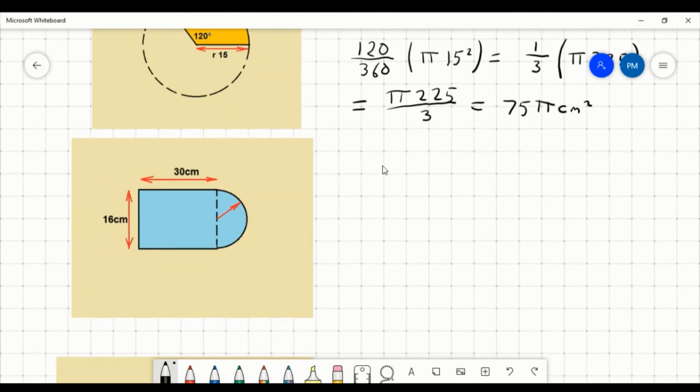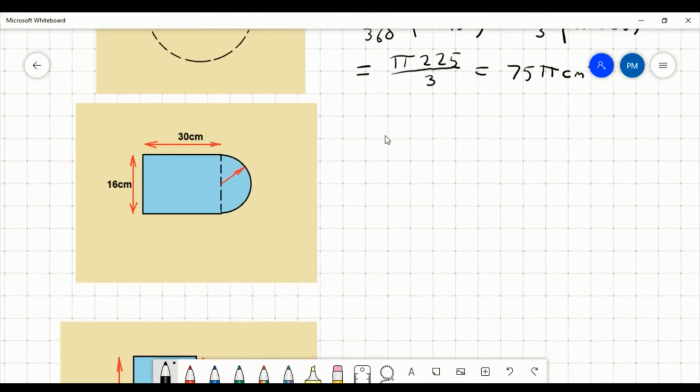Our next example, we're going to look at combining different shapes. So for this one, what we've got is a rectangle, which I've already shown how to find the area of. And then we have a semicircle here as well. So what we're going to do is find the area of the rectangle, which I'll highlight as 1, so we just know what it is, and the area of the semicircle, which is area 2. And then we're just going to add the two of them together.